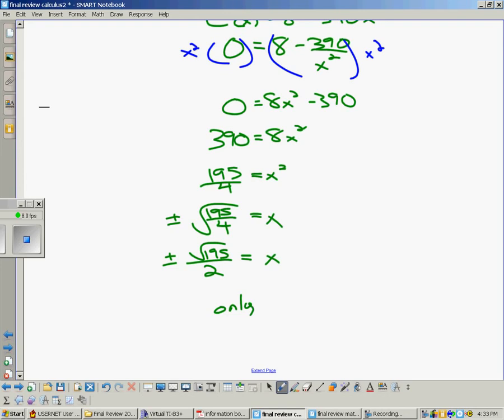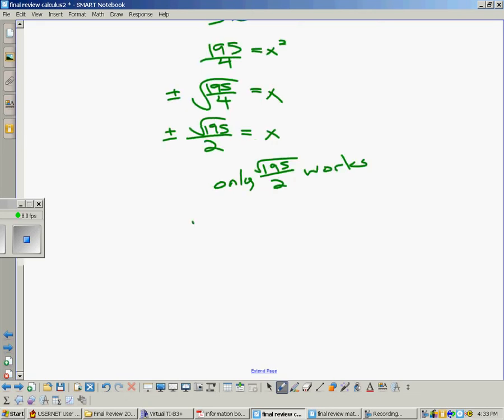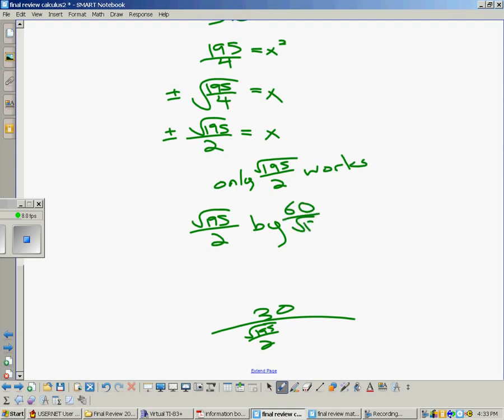Only the positive one's going to work, because we're talking about dimensions, we can't have negative dimensions. So that would give us our dimension on one side as root 195 over 2 by, this will be 30 over root 195 over 2, which if you flip and multiply is 60 over root 195. Now you might say, I'm probably not going to have those kind of measurements on my measuring tape, but those are real values that our measurement could take.